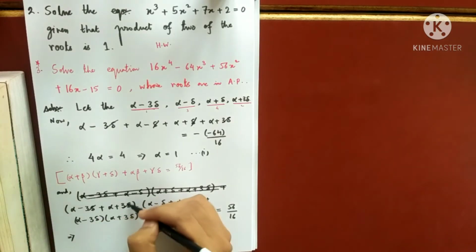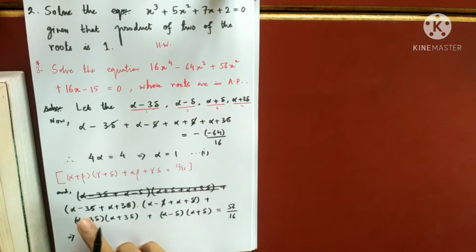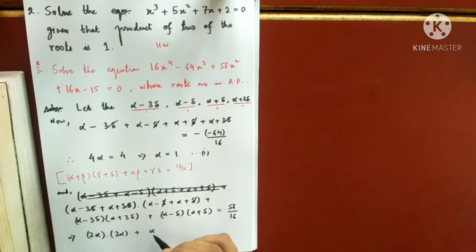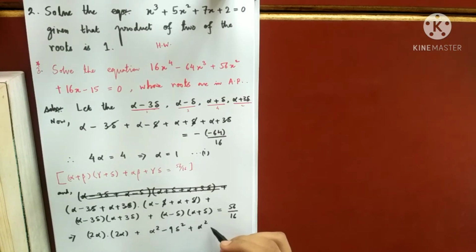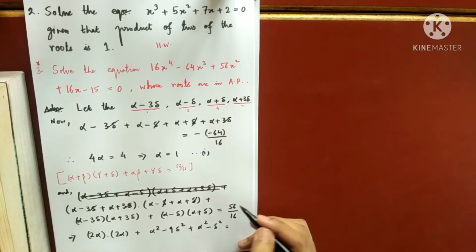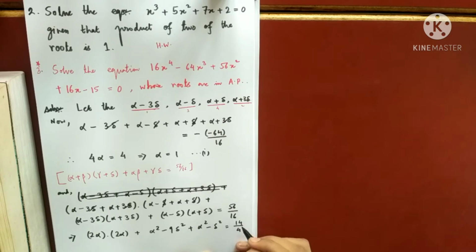So this is getting cancelled, this is getting cancelled. What am I getting? Alpha plus 2 alpha into alpha plus 2 alpha plus... this is what? a plus b into a minus b gives alpha square minus 9 delta square, plus alpha square minus delta square equals 56 by 16. So what is 56 by 16? We cancel by 4. This will cancel more. I'll cancel that in the next line.